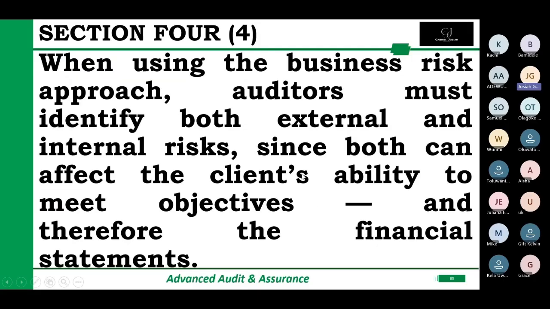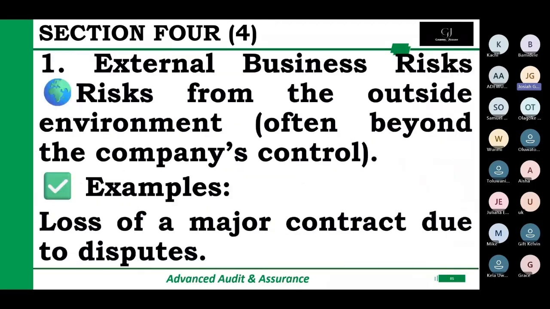So when using the business risk approach, auditors must identify both external and internal risks. External risk speaks to the ones bedeviling a business from outside, talking about opportunities and threats. Then internal risks talk about strengths and weaknesses. Since both these risks affect the client's ability to meet objectives and culminate in a negative impact on the financial statements, the external business risk from the outside is beyond the company's control.